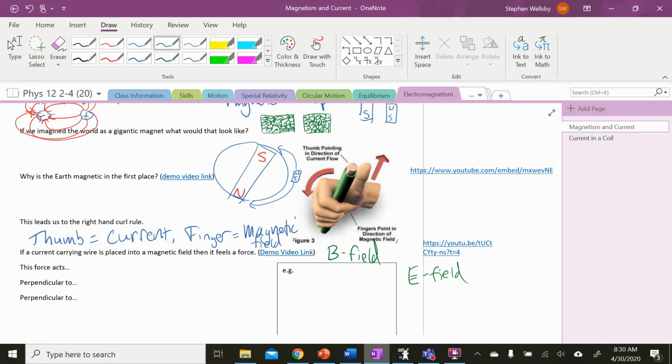What we've seen so far, and this is the link right here, is that current, and if we think about that for a moment, a current is just moving charge.